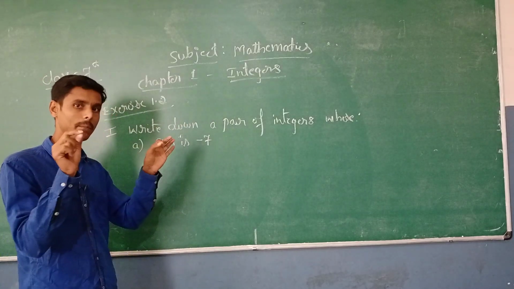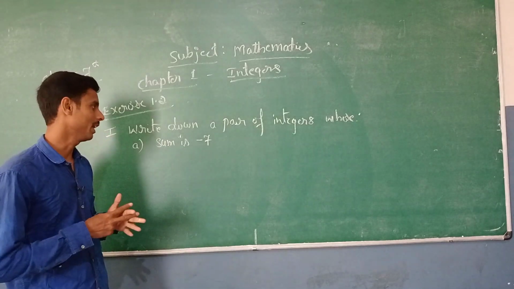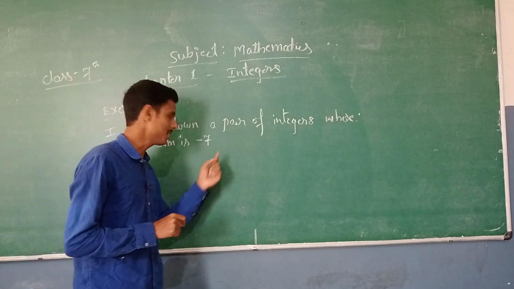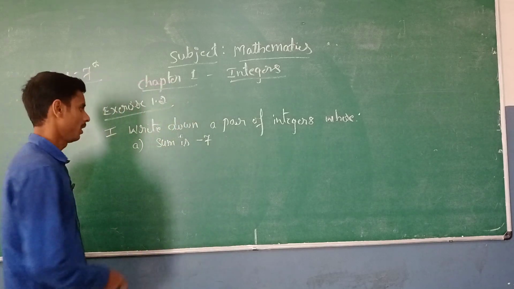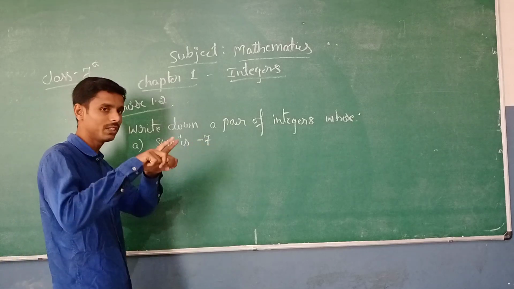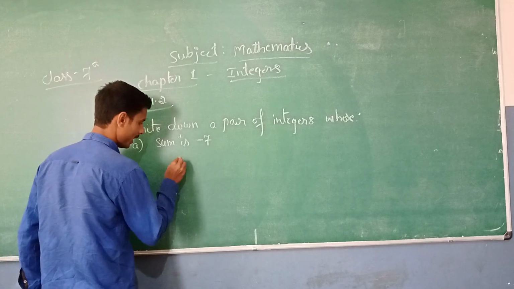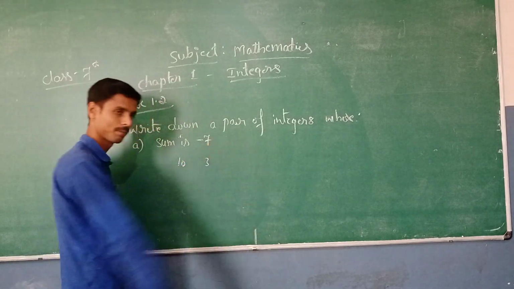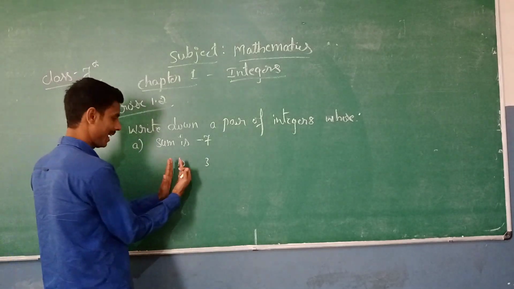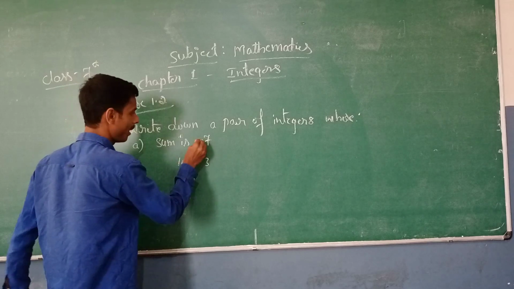We have to write a pair of integers. A pair of integers means two integers we have to write. If we add those two integers, we should get minus 7. So what is the number here? 7. We have to write two integers whose difference is 7. Okay, we will write 10 and 3. What is the difference between 10 and 3? It is 7, right? So we should get a minus 7.